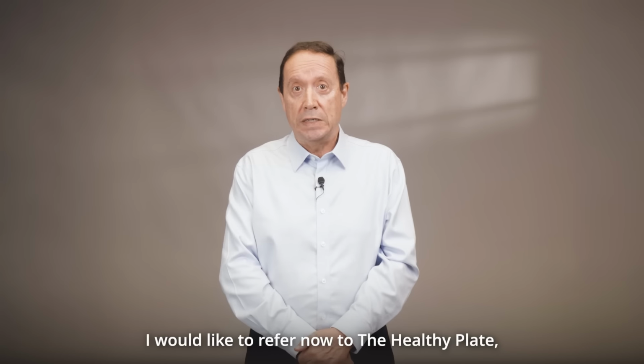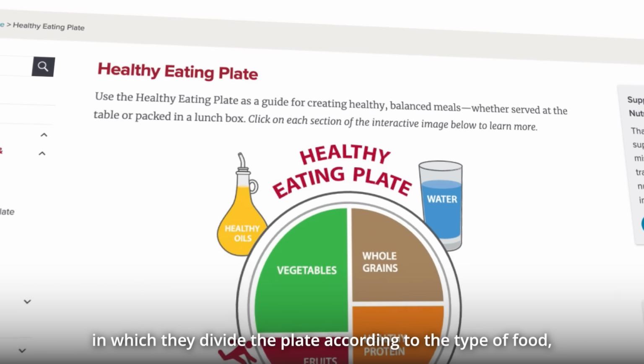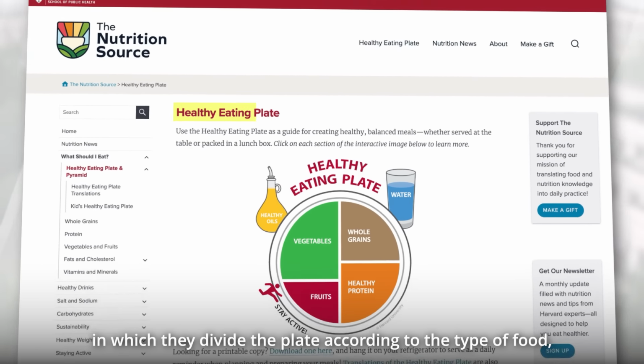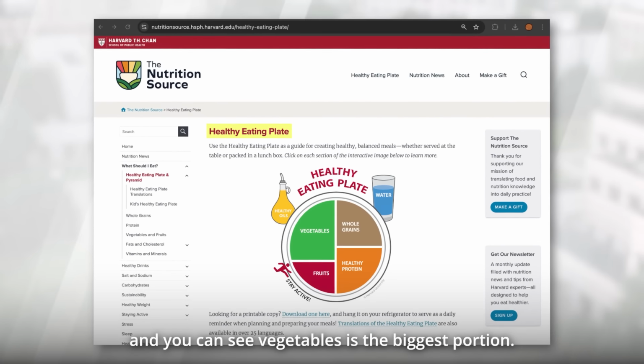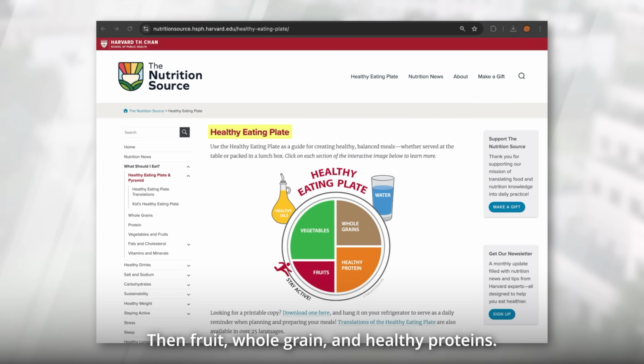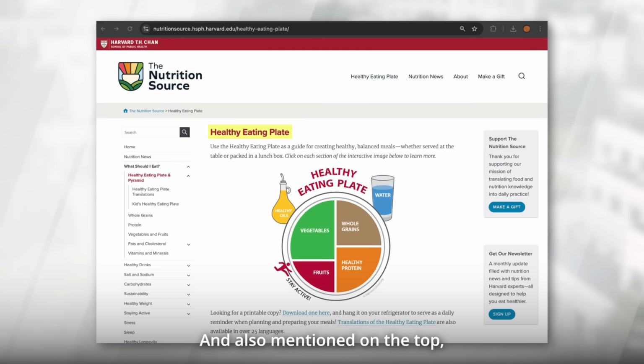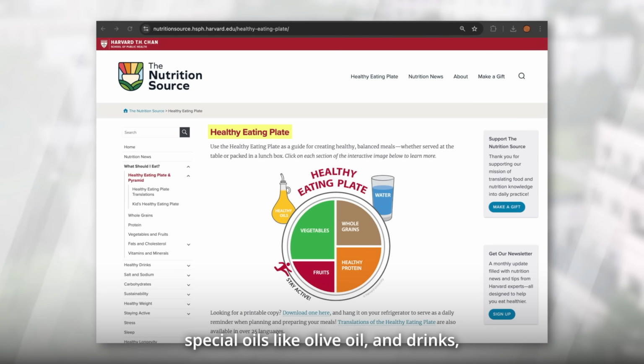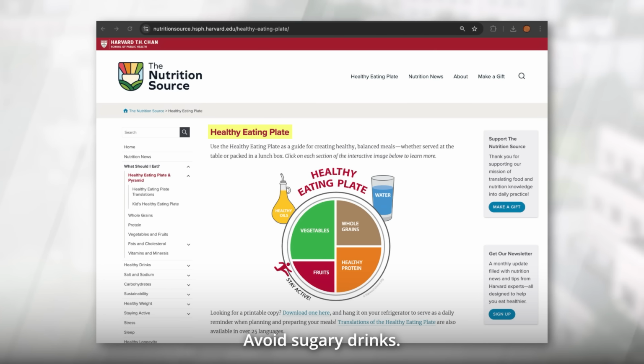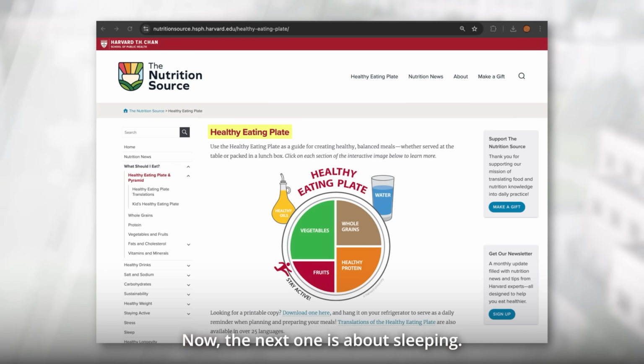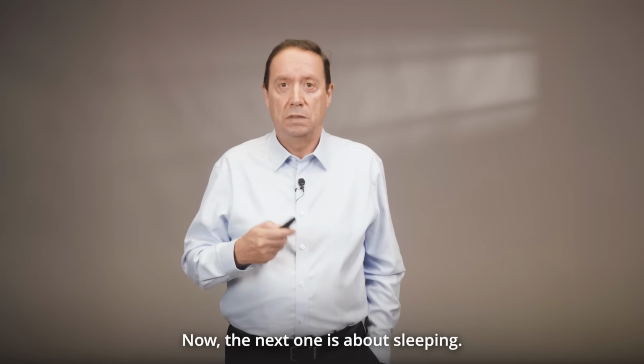I would like to refer now to the Healthy Plate, created by Harvard Medical School and the School of Public Health, in which they divide the plate according to the type of food. And you can see vegetables is the biggest portion, then fruit, whole grain, and healthy proteins. And also mention on the top special oils like olive oil, and drinks, especially water. Avoid sugary drinks. Now, the next one is about sleeping.